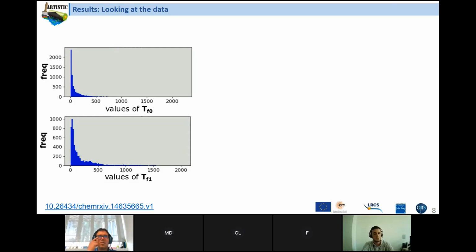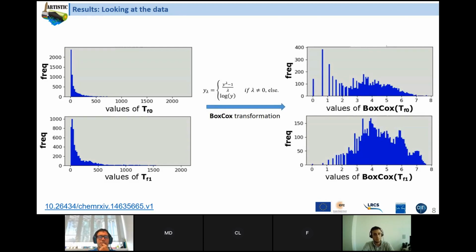So then what we did was to decide to apply a Box-Cox transformation. And this Box-Cox transformation basically means applying a logarithmic transformation to the data, which allows us to obtain a more homogeneous dataset, as you can see here, that will then allow us to improve the performance of the model.